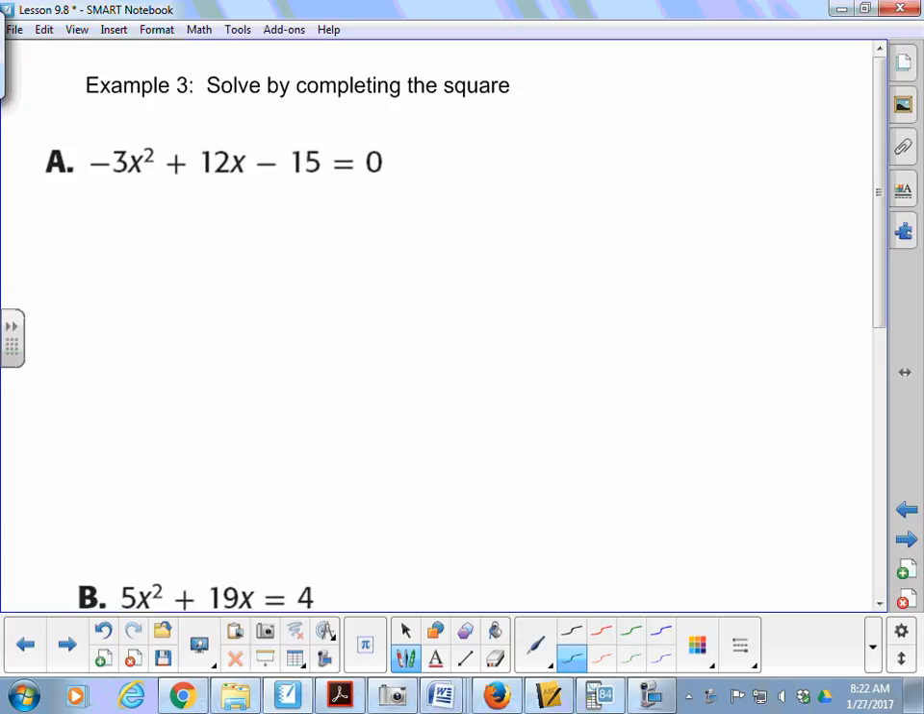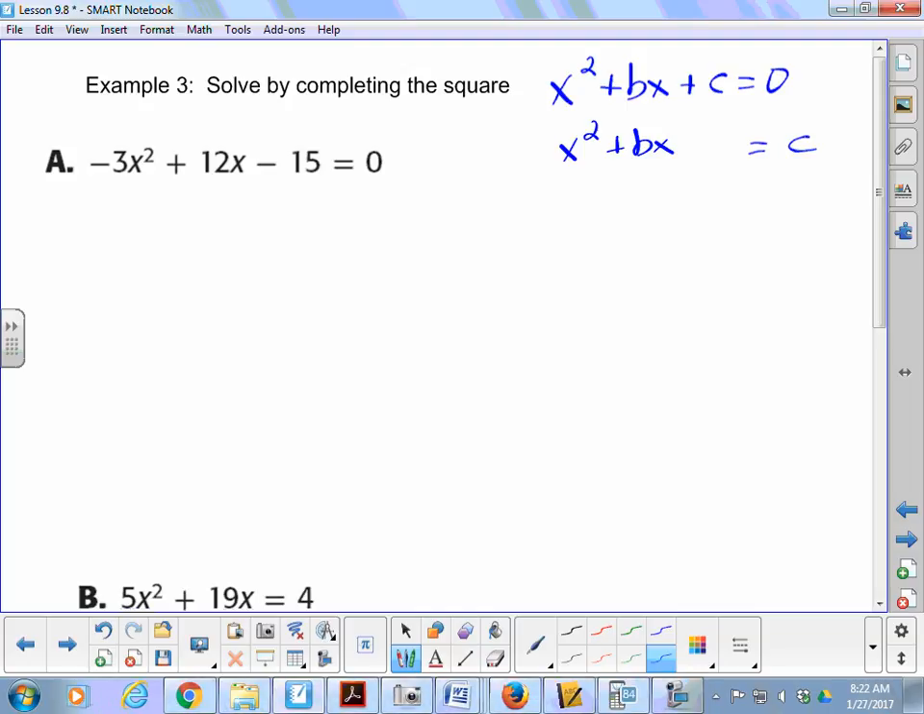So when you're completing the square to solve quadratic equations, they always have to be in the form of x squared plus bx plus c equals 0, or x squared plus bx equals c. Right? They always have to be in that form.